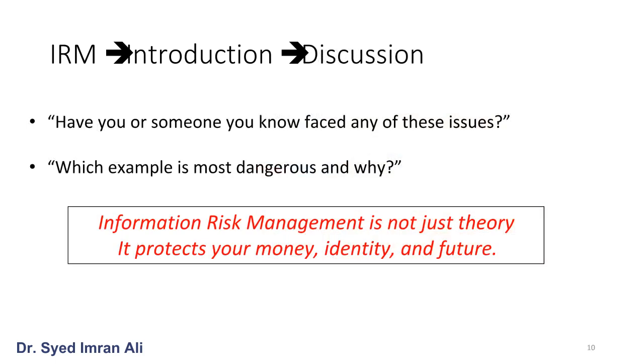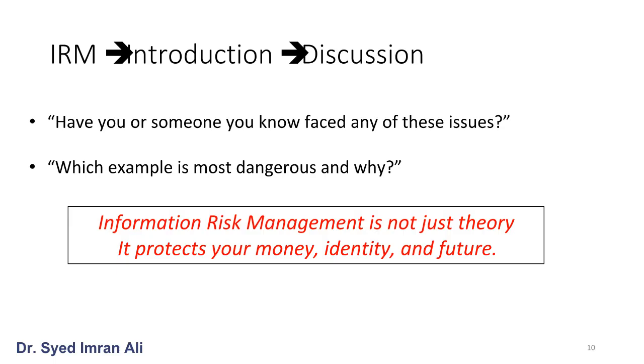Now, let's reflect on everything we've discussed. Information risk management is not just about technology, it's about protecting what matters most: your data, your identity, and your future. Whether it's a phishing email, a data leak, or a system failure, risks are everywhere. The key is to be aware, stay cautious, and apply the principles of risk management in both personal and professional life. Before we end, here's a question for you.